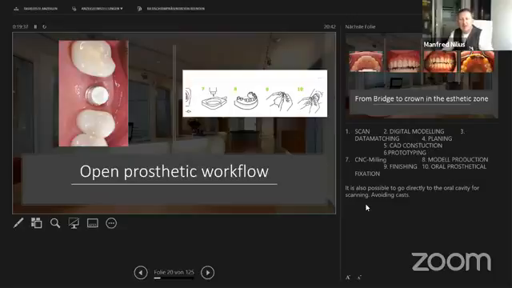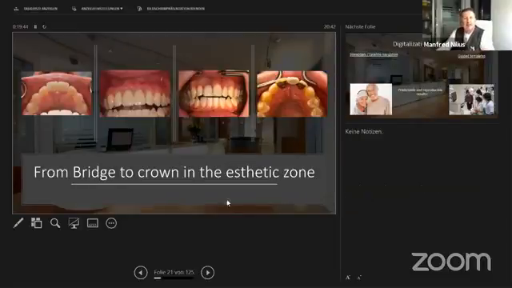So it is also possible to go directly to the oral cavity for scanning. This is almost standard to avoid some casts. So this is a final restoration. Here on the left side, you can see the final restoration. This is before. I think it's a good result from bridge to crown in the aesthetic zone.